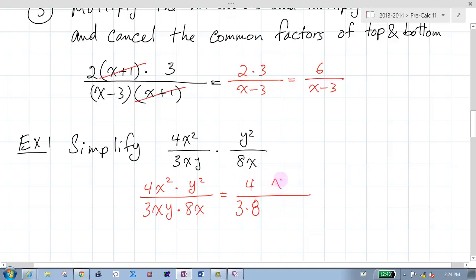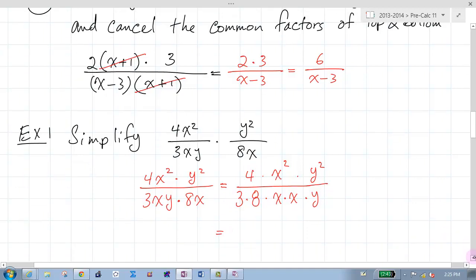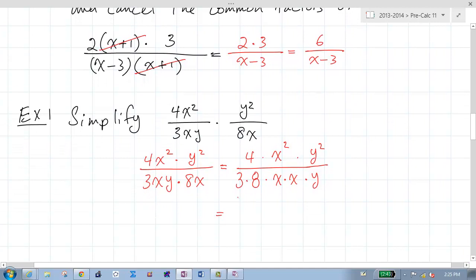Then I'm going to put the x terms next. So I have x squared on top. At the bottom I have x, and I have another x. I put the y terms next: in the numerator I have y squared, and in the denominator I have y. This way it's grouped properly, and I don't have to look for things, or in case I misplace something, I don't forget to count it in.